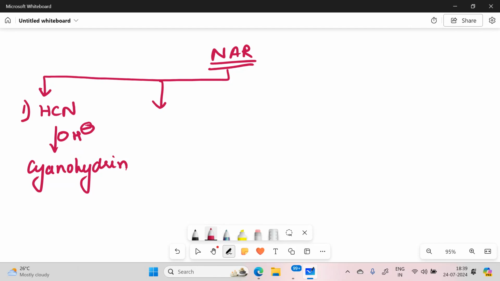I don't know, I'm not sure. You have not written it? I have. Read it. It abstracts H plus from HCN and generates nucleophile, which catalyzes the reaction.